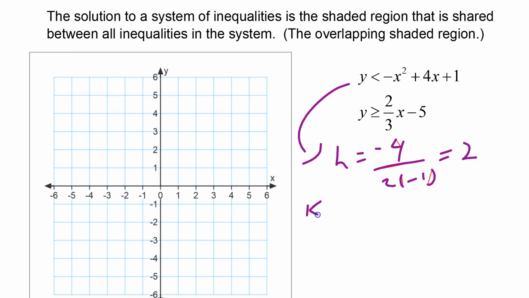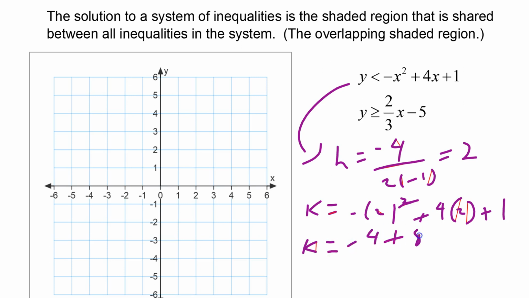To find the k value, I would plug this 2 back into the original problem. So I get k equals negative 2 squared plus 4 times 2 plus 1. So k would equal, let's see here, negative 4 plus 8 plus 1, so that's 5. So I know my vertex is at the point (2, 5). All right. Let me erase this, and then we'll go from there.